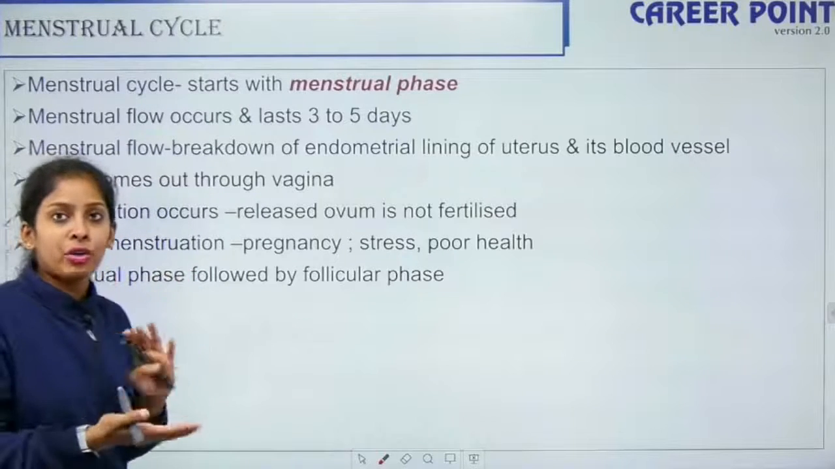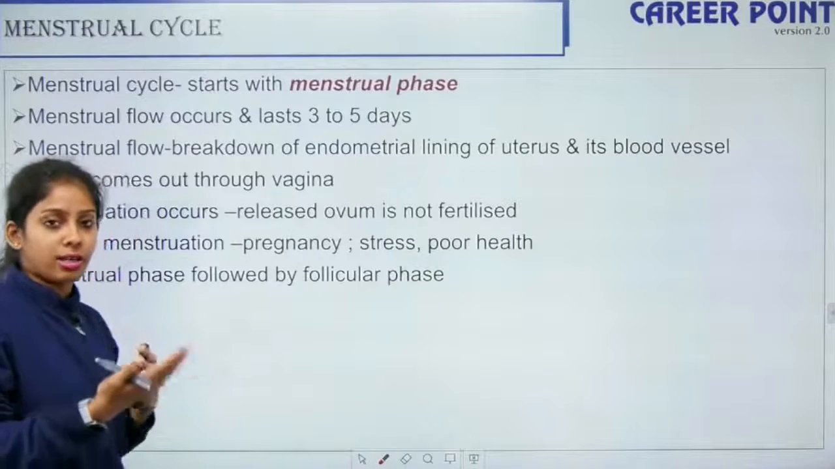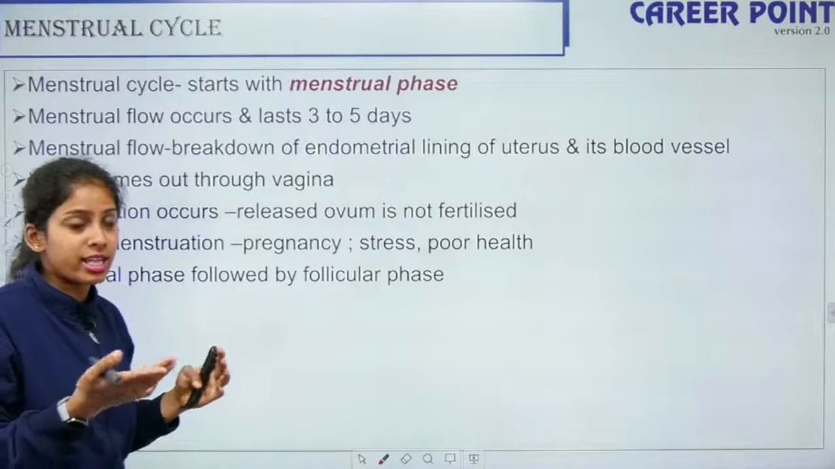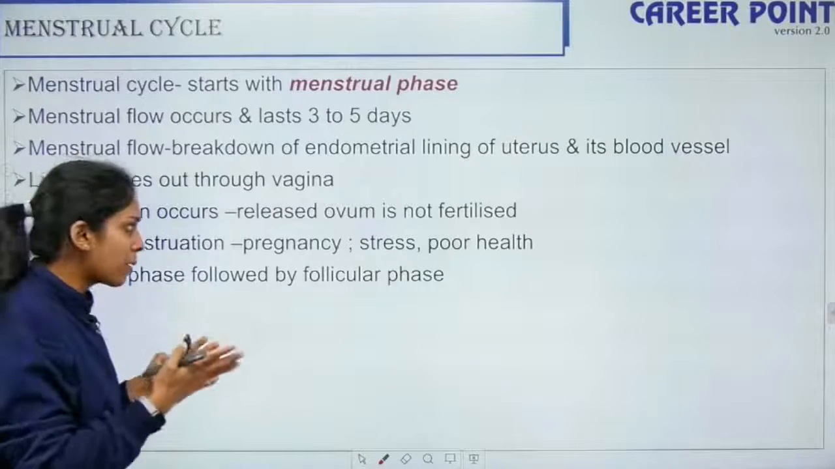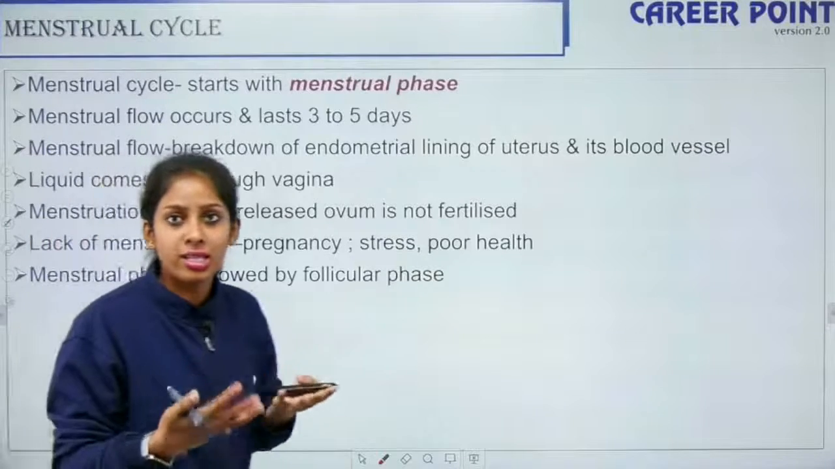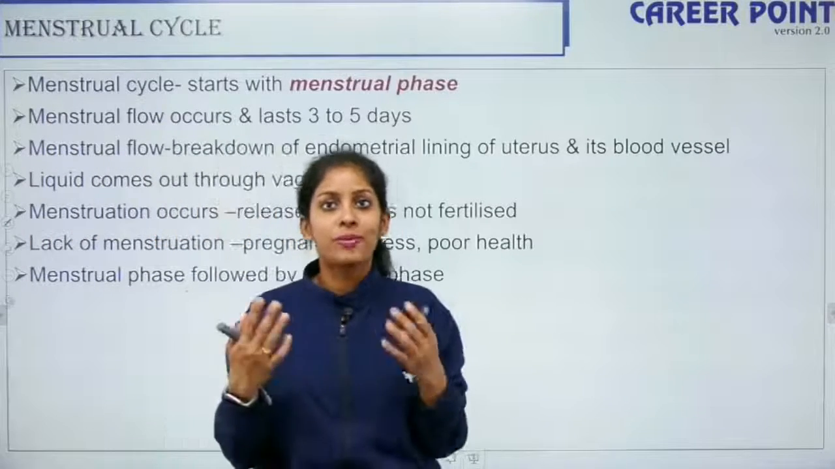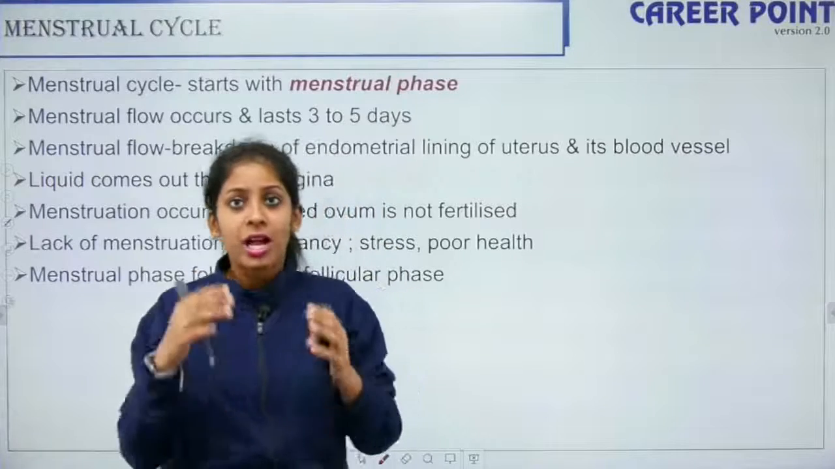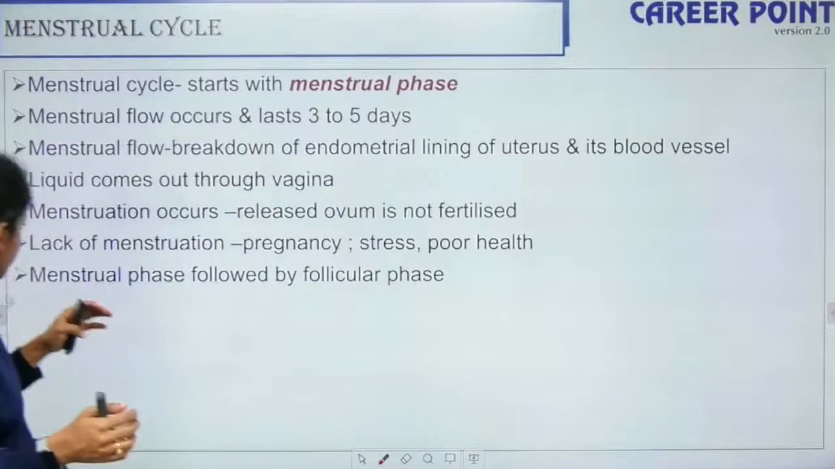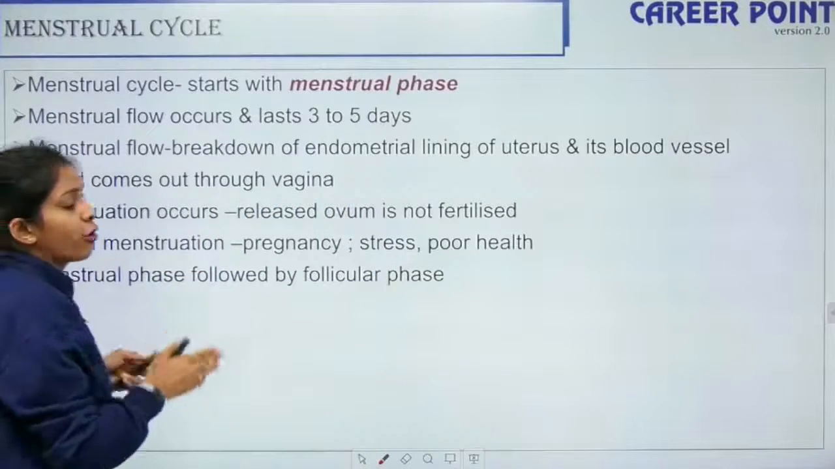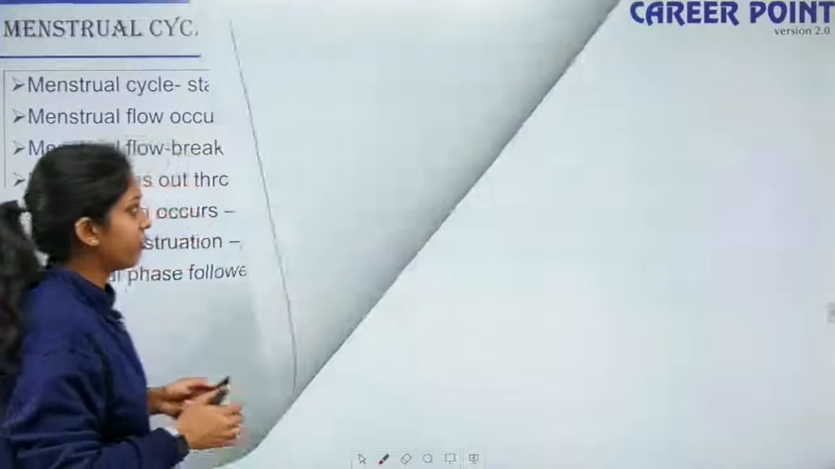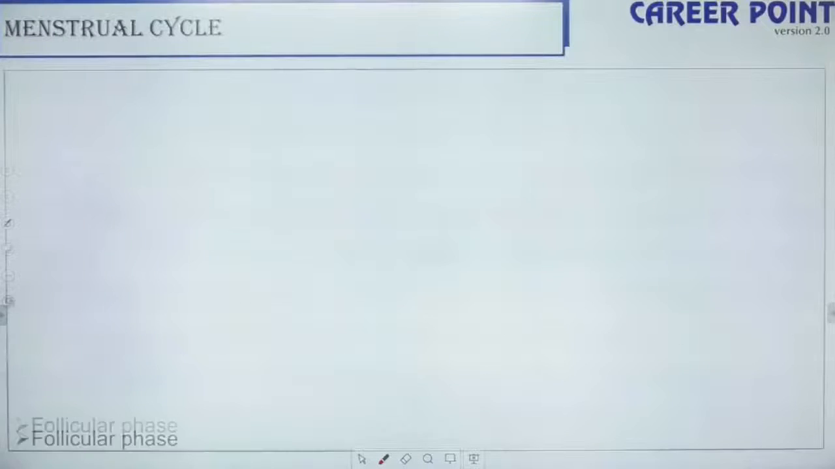In a female who is expecting a baby or is willing to conceive, lack of menstrual cycle can be pregnancy, but in the case of a lot of adolescent girls, it can be mere stress or PCOS or poor health conditions. They do not have a proper lifestyle, right? The menstrual phase is followed by what is called the follicular phase. So let's talk about the follicular phase.